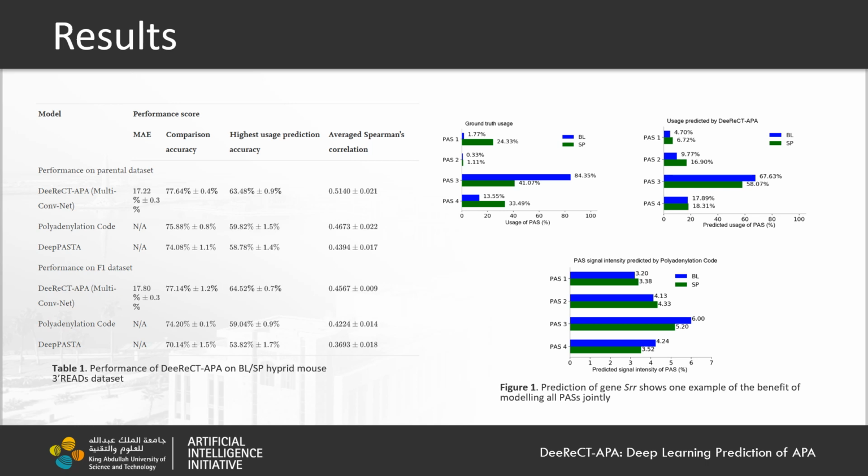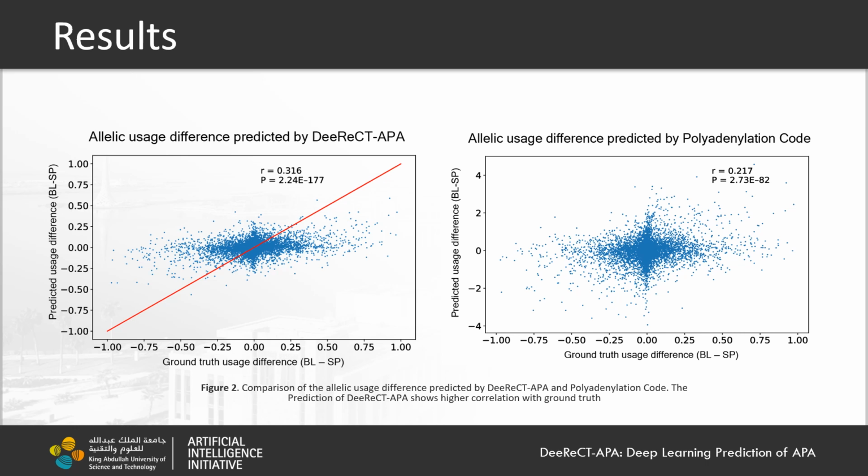In the right figure, through the prediction of Gsrr, it shows the benefit of modeling all PAS jointly, because only the DeeReCT APA model can predict the relative strength of the two alleles, BL and SP, correctly compared to the ground truth usage. Compared with the Polyadenylation Code model, DeeReCT APA also shows better correlation with ground truth in terms of the prediction of allelic usage difference of the BL and SP strain mouse.